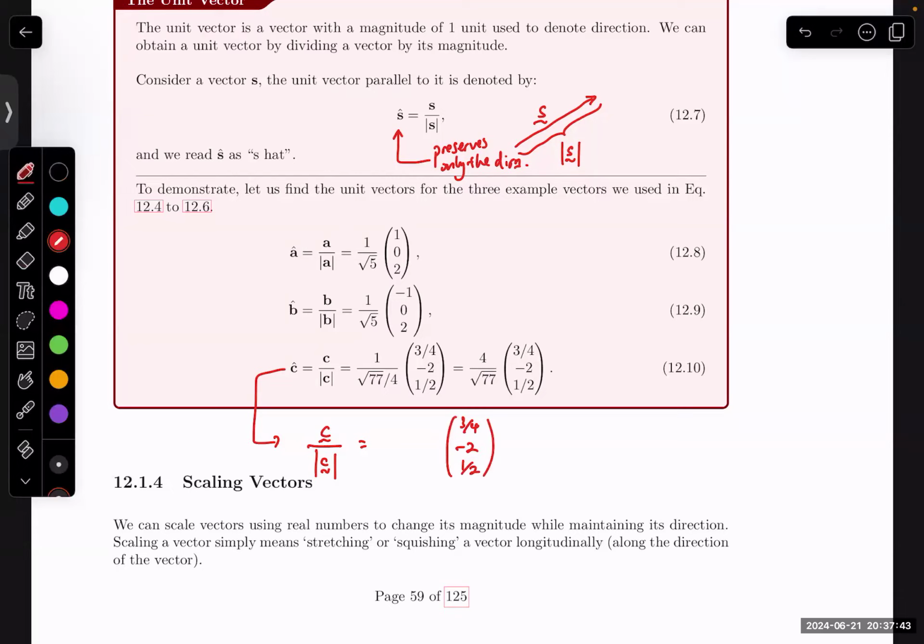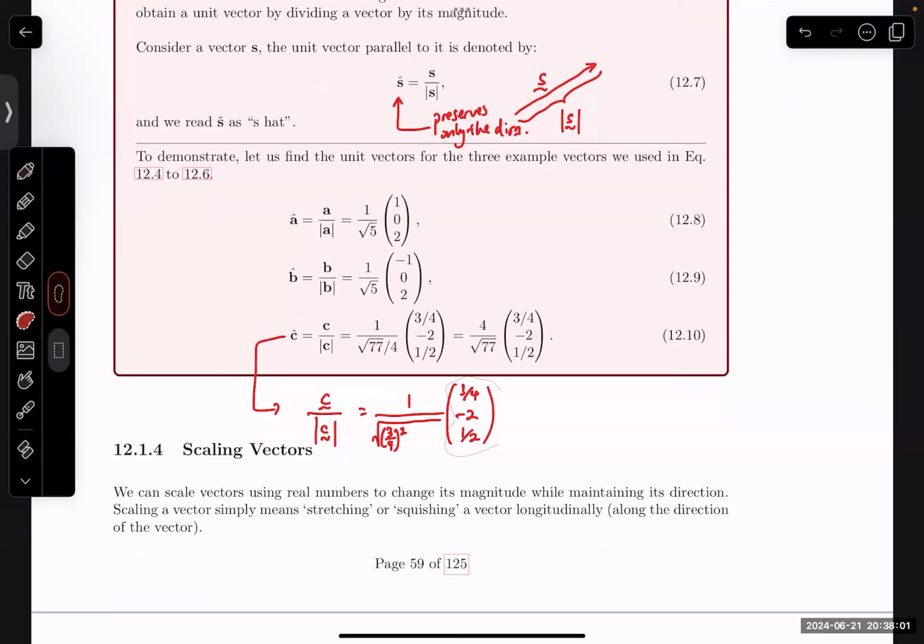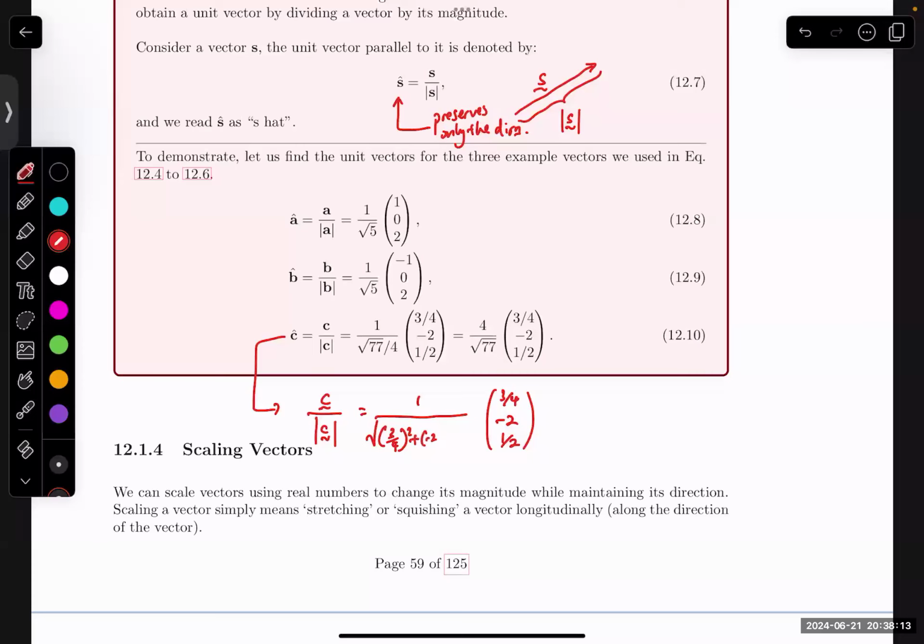I'm going to divide this by the magnitude of this vector, which is simply, let me put it as 1 over something. So I divide by the square root of, and then I square each component. Let me make some more space. So the square root of the square of each component, and then I add all of them up, and then I square root the whole thing. This will give me the unit vector C hat.